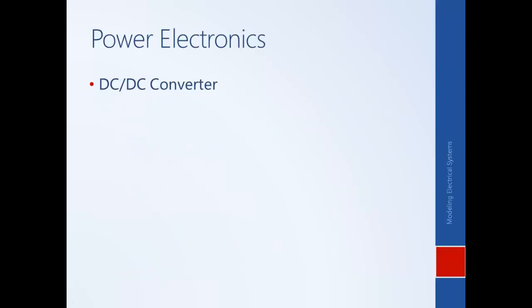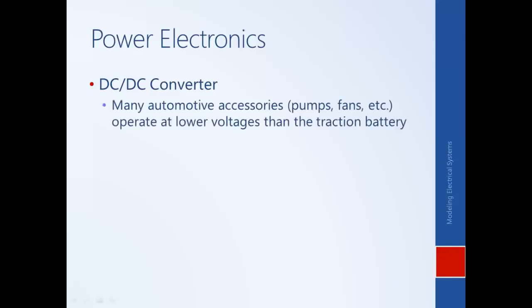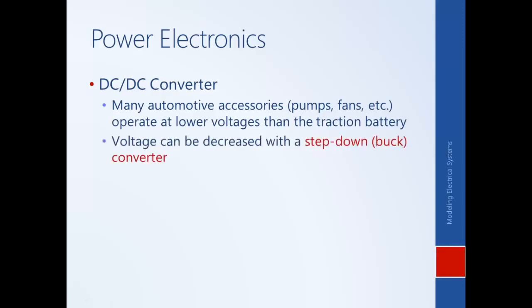Another application of where a DC to DC converter could be used is to enable low voltage appliances like pumps and fans to be driven by a high voltage battery, i.e. the battery used for driving the traction motor in an electric vehicle. Since the accessories are very low voltage and the traction battery is very high voltage, we need what we call a step down or a buck converter in order to lower the voltage.